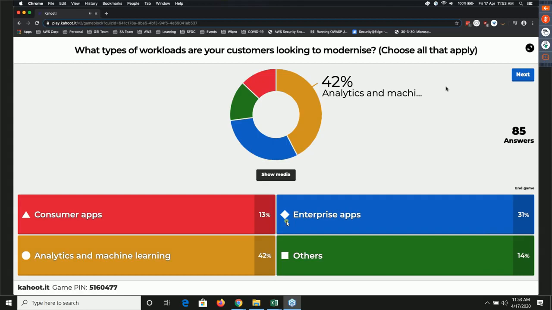Interesting. So 42% is analytics and machine learning. Enterprise apps is 31%, and then consumer and others are at 13 and 14%. This is very helpful, guys. Thank you so much. It helps us understand, even for further enablement sessions, if we were talking about analytics, then we can probably focus on that in the next sessions as well.